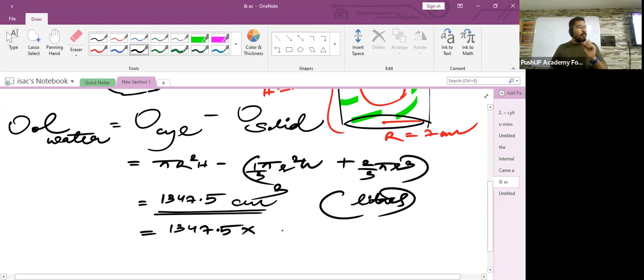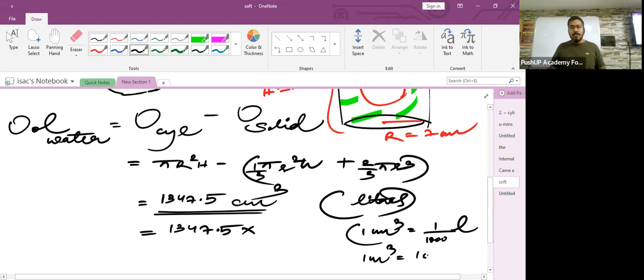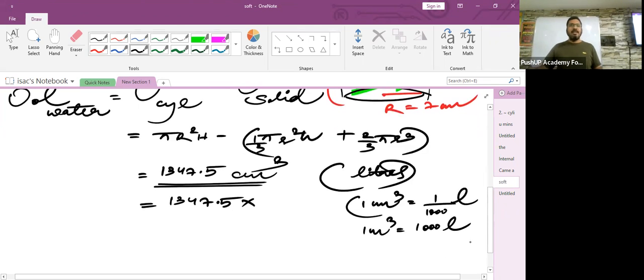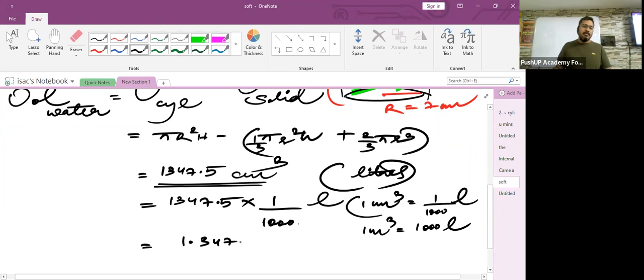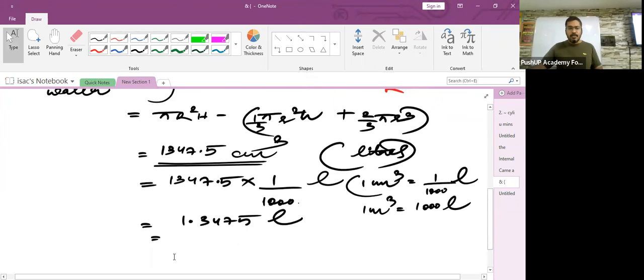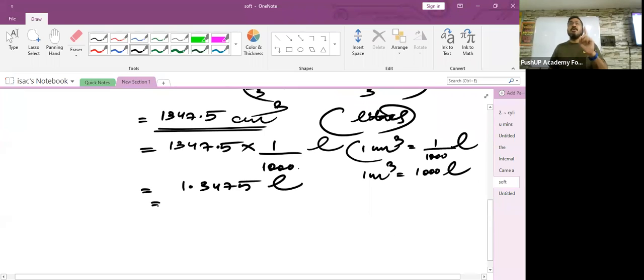So 1347.5 centimeter cube, if you want to convert this into liters, remember children, 1 centimeter cube is 1 by 1,000 liters, and 1 meter cube is equal to 1,000 liters. Note it down. 1 centimeter cube is 1 upon 1,000 liters, and 1 meter cube is 1,000 liters. I've taught you this earlier. So here, anyways, you have to convert centimeter cube into liters. So it is 1 upon 1,000 liters. So that would be equal to 1.3475 liters.